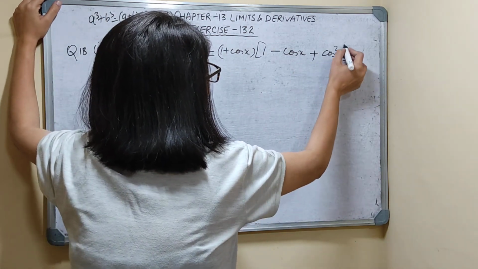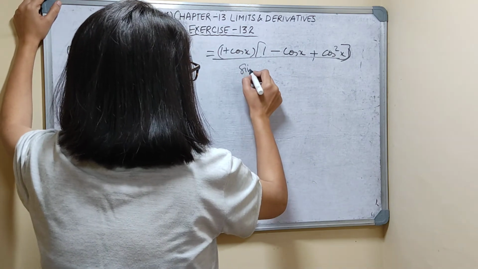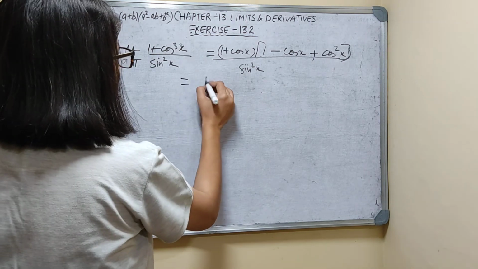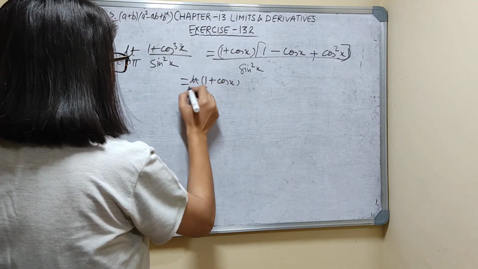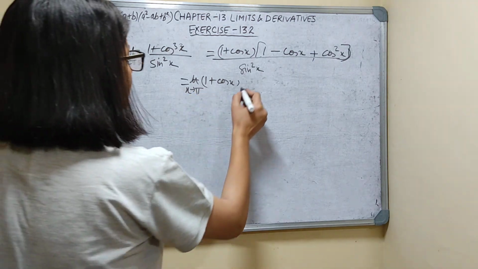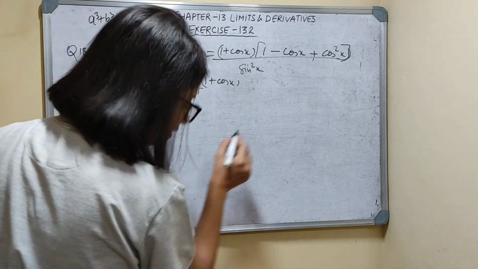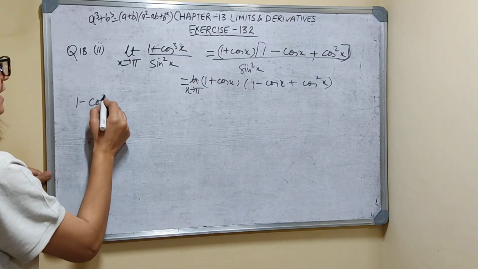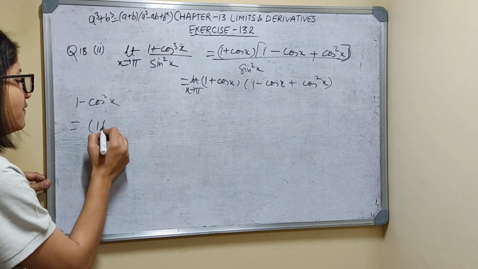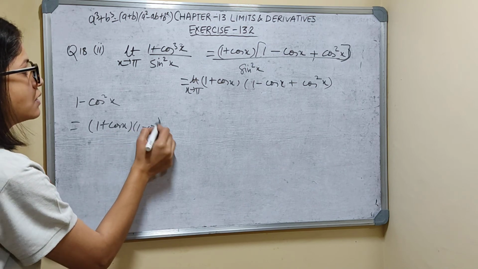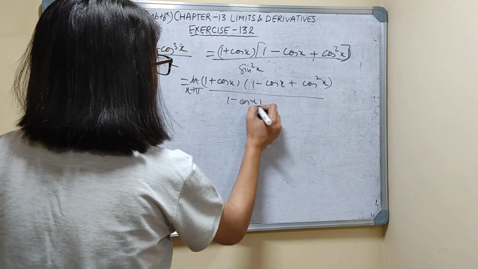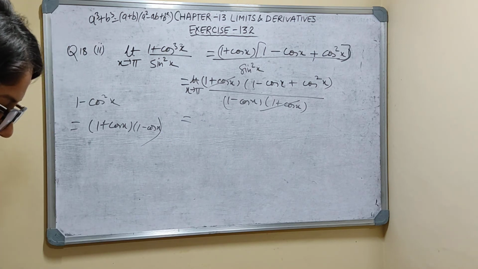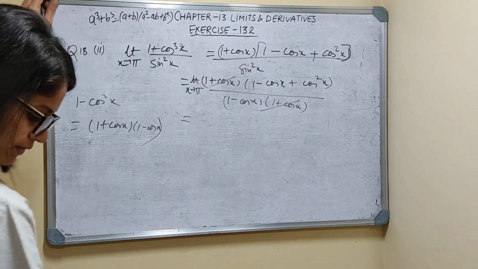So (1 plus cos x)(1 minus cos x plus cos square x) upon sin square x, limit x tends to pi. This sin square x I can write as 1 minus cos square x, and 1 minus cos square x I will write as (1 plus cos x) into (1 minus cos x). So 1 plus cos x, 1 plus cos x gone. The limit as x tends to pi of (1 minus cos x plus cos square x) upon (1 minus cos x).